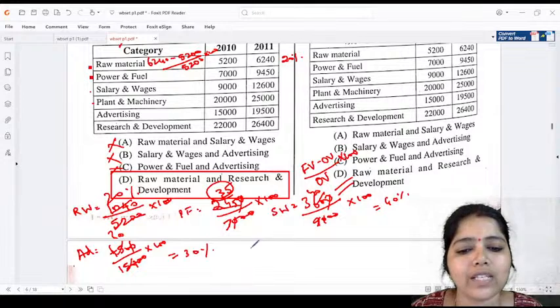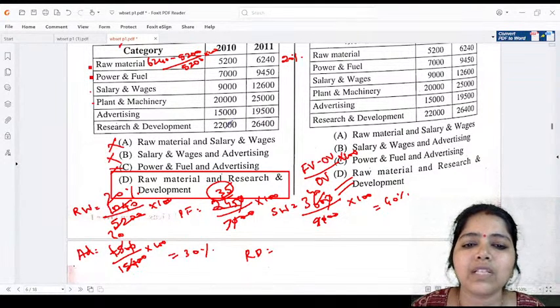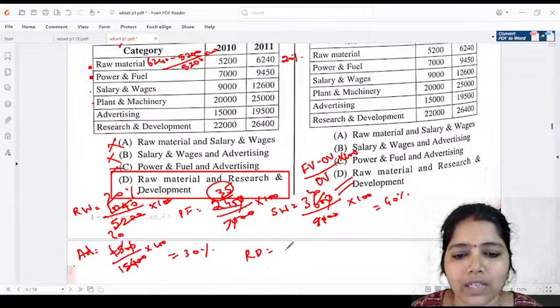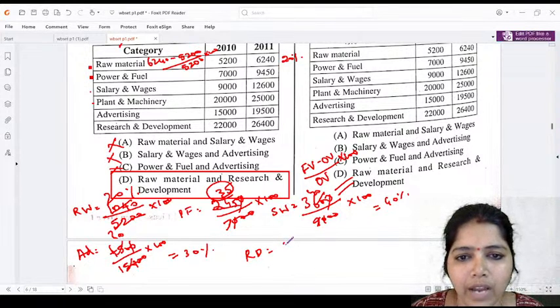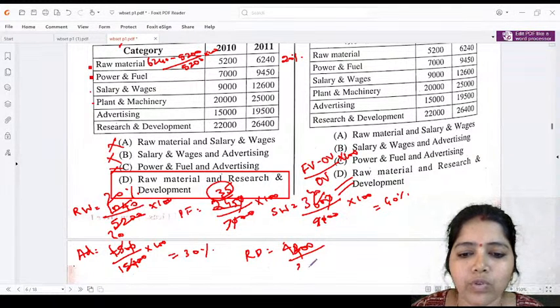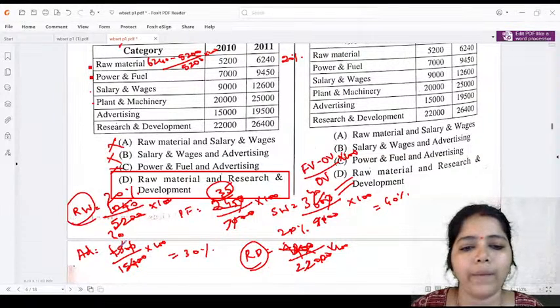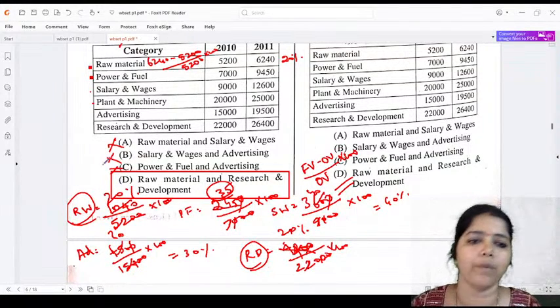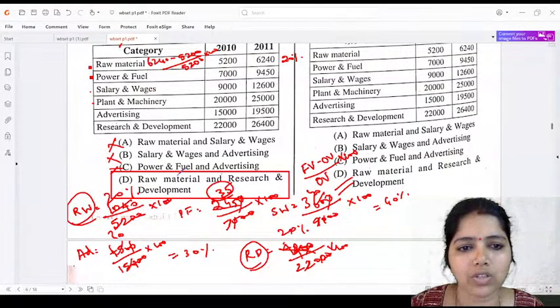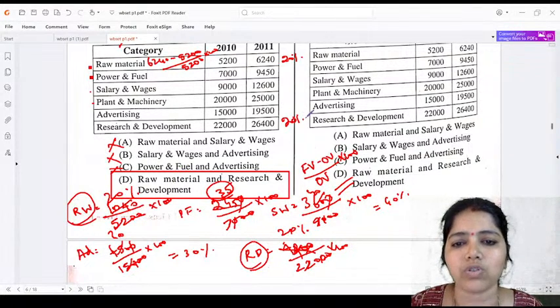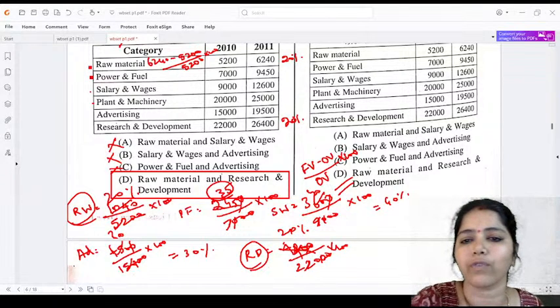Just find out for research and development. What will be research and development? This is 26,400 minus 22,000, that is 4,200. Right? Yes, sorry, it is 4,400. 4,400 divided by 22,000 into 100. So this is 20%, right? So R&D and the raw material are both 20%. Option D will be the right answer because research and development is also 20%. Option D is the right answer for this question.